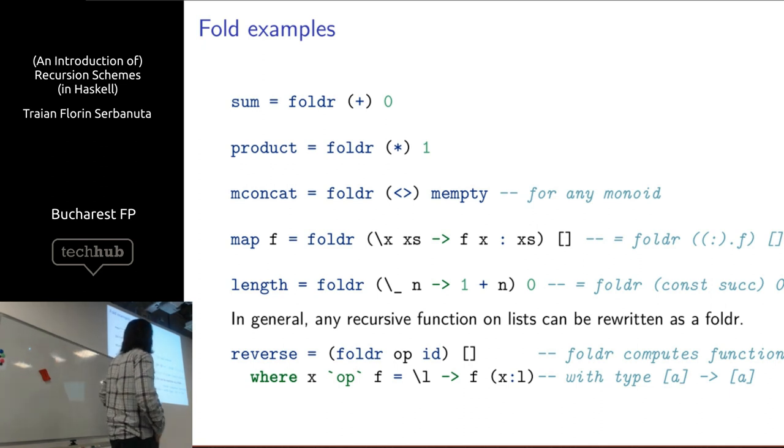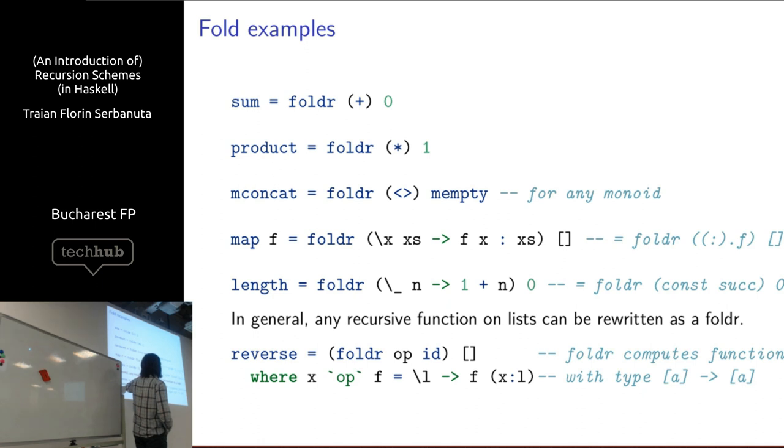Okay, and then there is a universality result on folds, saying that basically any recursive function on lists can be rewritten as a fold. We won't go into that, it's not important for this talk. But just to get an idea, we have reverse, which some of you might know can be easily written as a left fold.